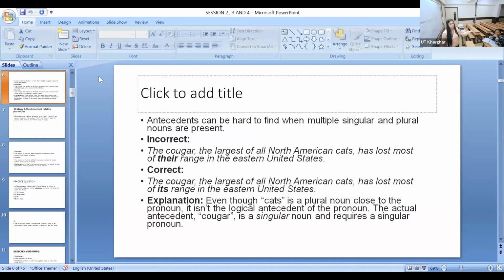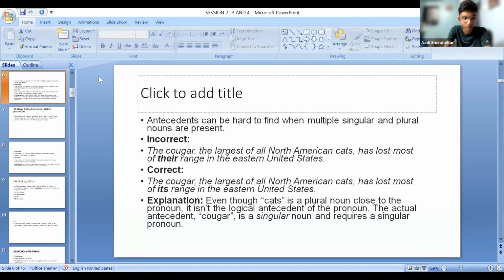That's that question. She'll read the incorrect, Adi can read the correct. The cowbird, the largest of all North American cats, has lost most of their range in the eastern United States. Why not there? Because the cowgirl, it's a singular noun. So are we referring to cats, or are we referring to cowgirl? The cowgirl we are referring to because the main noun is cowgirl.